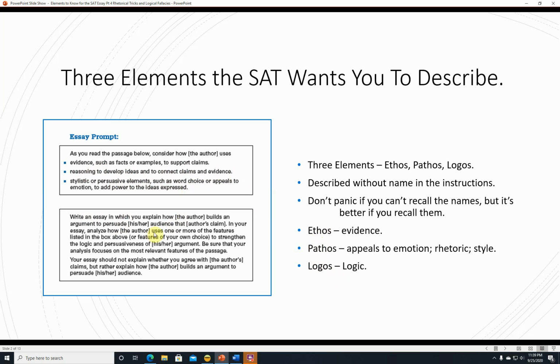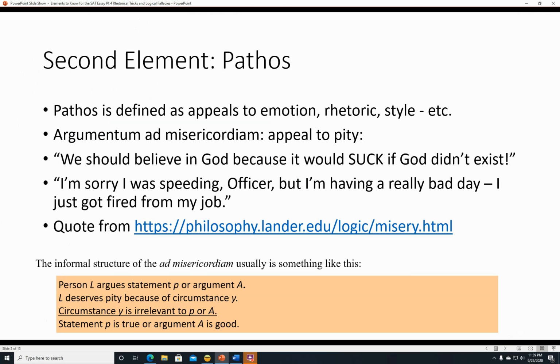So, again, you have to write an essay explaining how the author builds an argument to persuade the audience of the truth of whatever the author's claim is, and how the author uses those features to strengthen the logic and persuasiveness of his or her argument. And your essay should not explain whether you agree with the author's claims, but rather explain how the author builds an argument to persuade his or her audience.